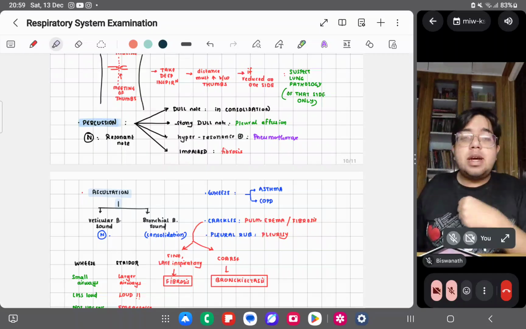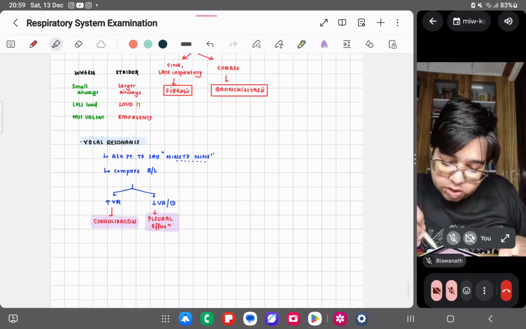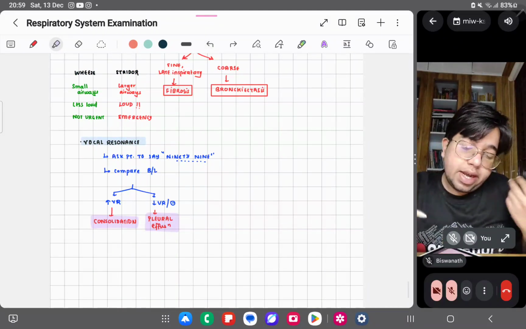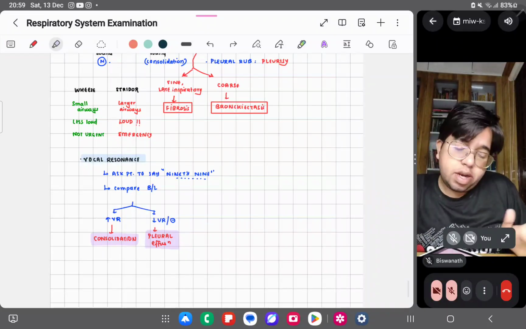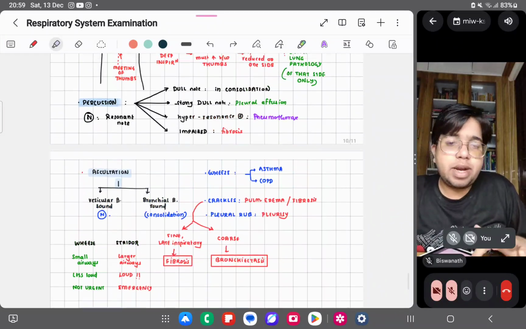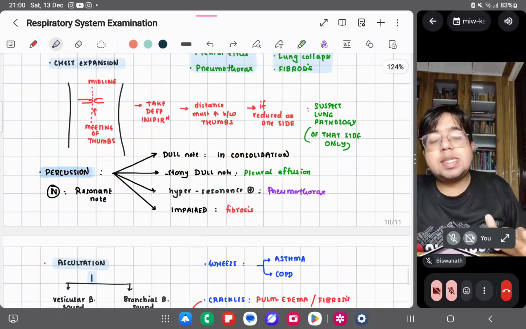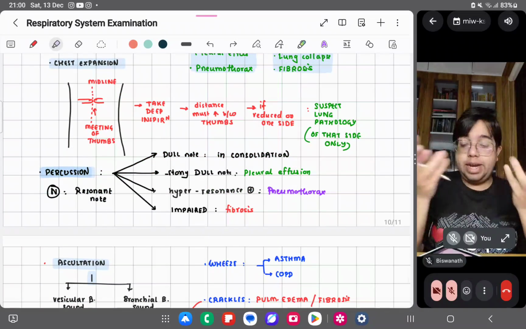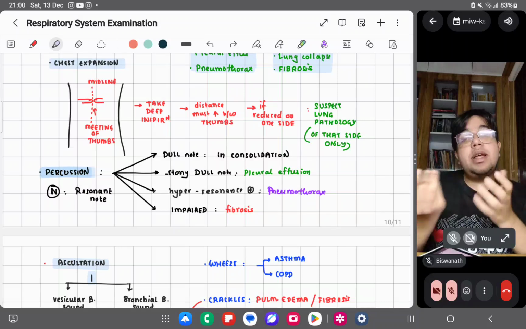Okay, and you are doing resonance, right? If you are seeing a consolidation, then you are getting increased vocal resonance. Okay, if you are getting decreased vocal resonance, then pleural effusion might be there. Okay, there may be pleural effusion. You are doing percussion. Percussion can indicate if there is impaired resonance. You can see that there may be a fibrosis.